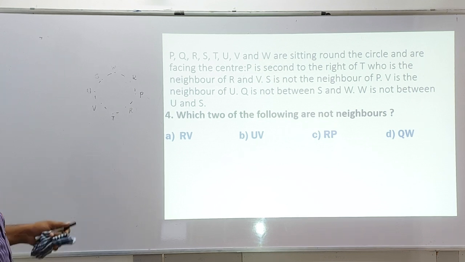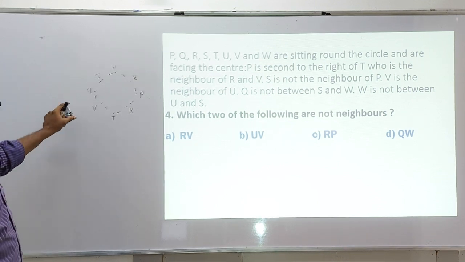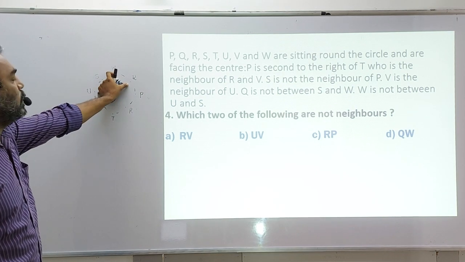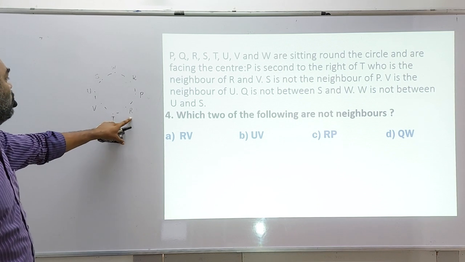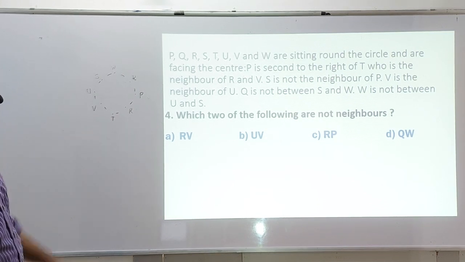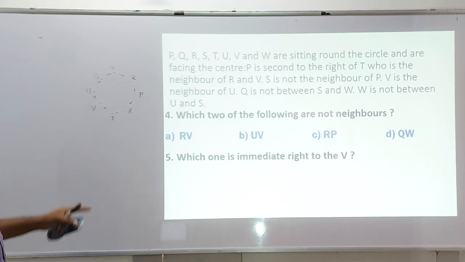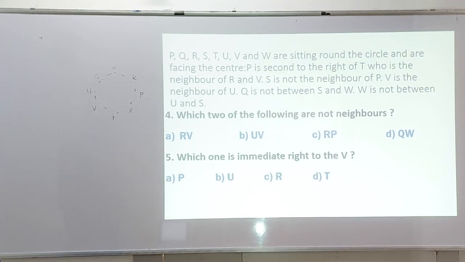Which of these 2 are not neighbors you have to see. So we are getting U and V are neighbors, R and P are neighbors, Q and W are neighbors. But R and V are not neighbors. So that is the first question. And the second question, which one is to the immediate right of V? So that question also we have to see.